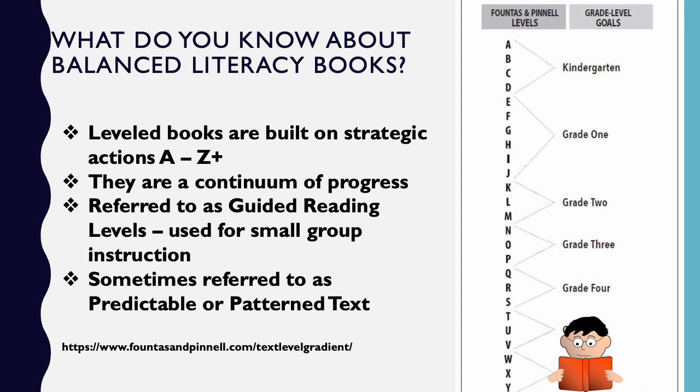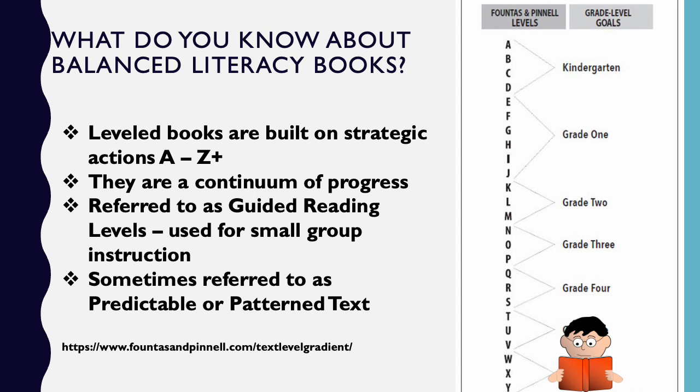There's a level of leveling from Fountas and Pinnell, and there are often grade level goals aligned to it. So if you are teaching kindergarten, you want your kindergartners to make sure that they're reading at least at level D or E at the end of the school year, and then it picks up and it moves forward all the way down to Z.